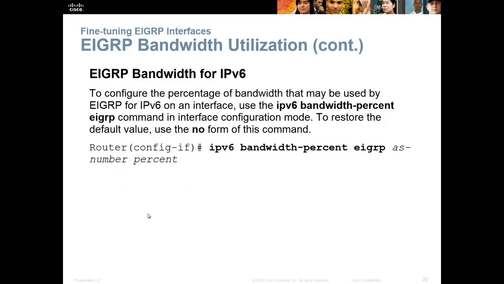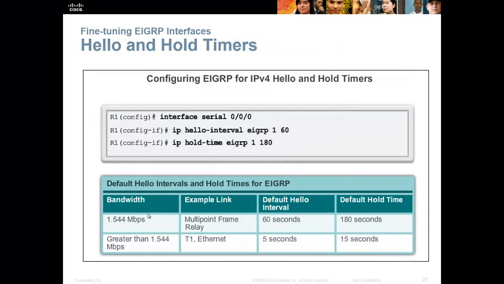Works the exact same way with IPv6, instead you just put IPv6 in front of it. Alright, so remember, by default the hello time is 5 seconds and the hold time is 3 times the hello time, or 15. So in other words, my router and your router are both talking to each other, we're both up, we formed an adjacency, we're both buddies, and then every 5 seconds you send me a hello packet.